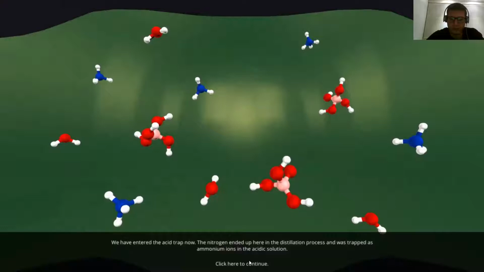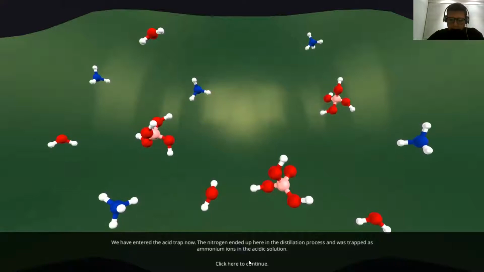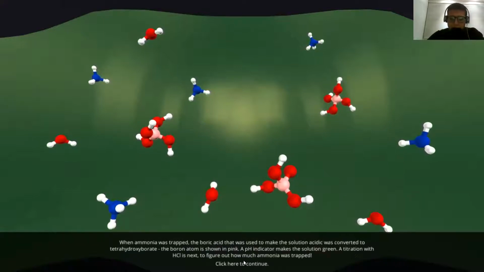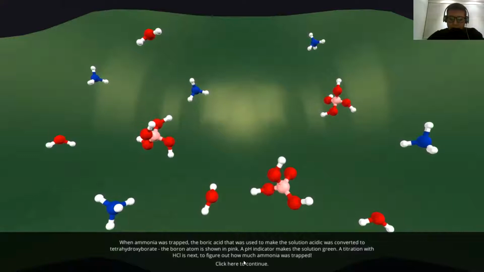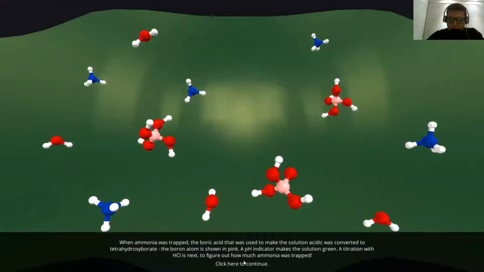We have entered the acid trap now. The nitrogen ended up here in the distillation process and was trapped as ammonium ions in the acidic solution. When ammonia was trapped, the boric acid that was used to make the solution acidic was converted to tetrahydroxyborate, the boron atom is shown in pink.